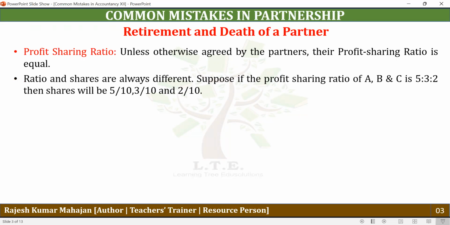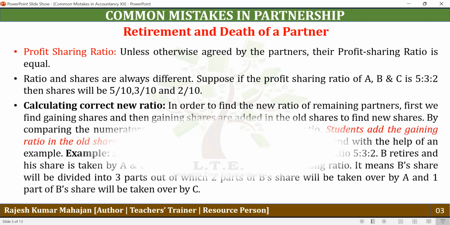Second point, you should always understand the difference between the shares and the ratio, because I have always observed students remain confused between the ratio and the shares. Here, A, B, C are three partners and they share profit and loss in the ratio 5:3:2. So this is the ratio, whereas 5/10, 3/10, and 2/10 are the shares.